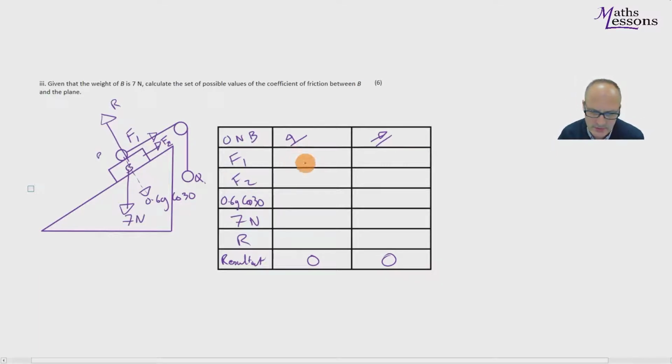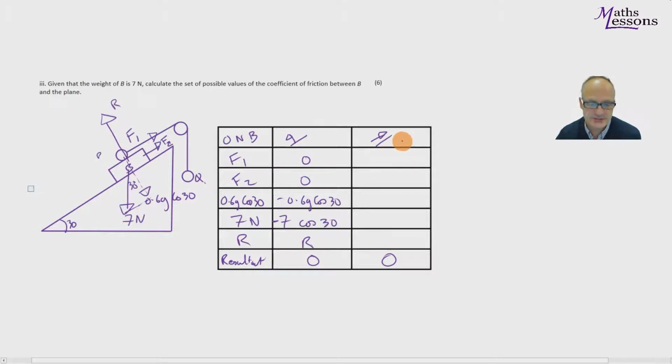Now for F1 and F2, none of that is acting perpendicular. We've got all of this acting downwards, so it's minus 0.6 g cos 30. Remember this is still going to be 30 degrees. So we've then got 7 cos 30. A common mistake when my students are doing this is to put a g in here, but 7 newtons is the weight, so there's no need for g, because weight is a force, therefore it's taken into account the acceleration. And we've got R. I just need to make this a minus, because this acts this way and positive is that way.